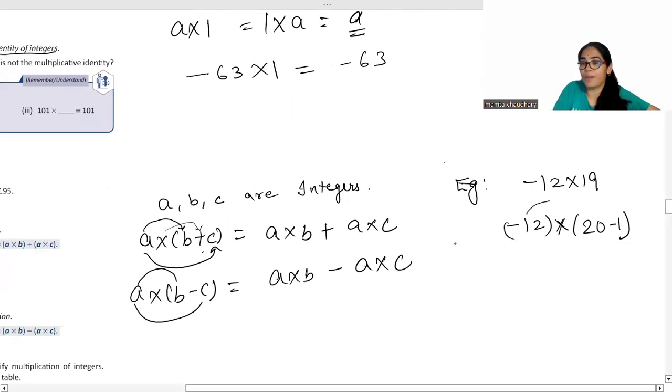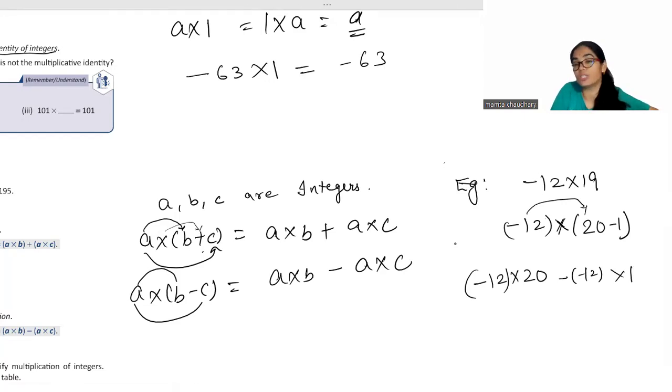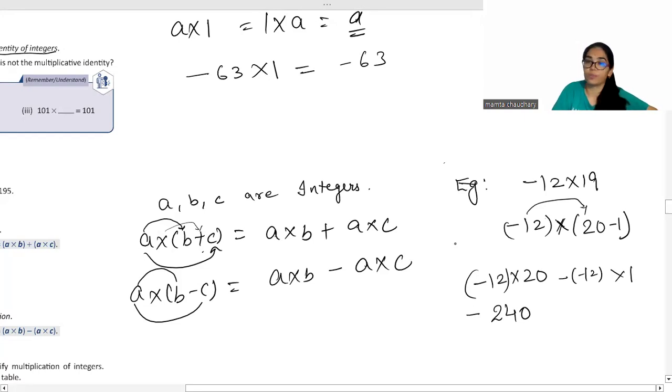So minus 12 with 20, we'll take minus 12 multiplied by 20. Now you have minus sign, then again minus 12 multiplied by 1. This 12 is negative, 20 is positive, so minus into plus will be minus. 12 twos are 24, so 12 20s are 240, negative 240. Now minus into plus 1.